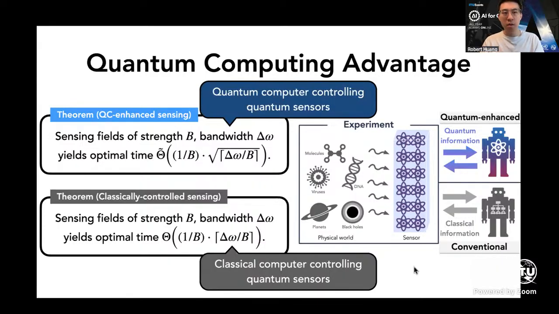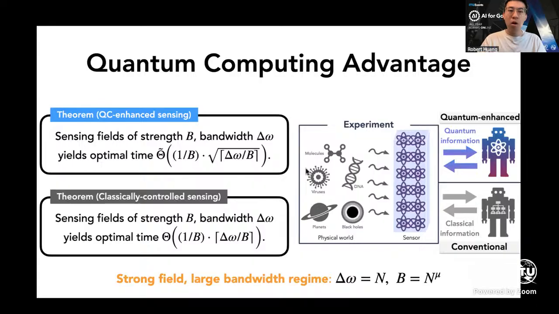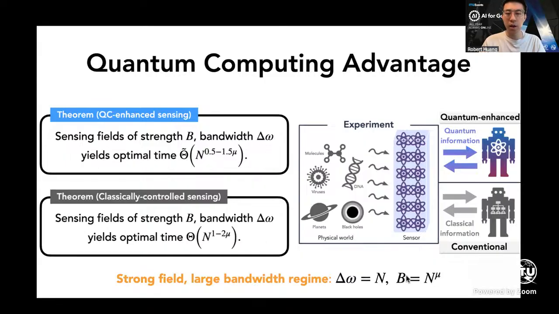So one could ask, how big is this speedup? While it looks like just a quadratic speedup here, there is an interesting regime where the speedup becomes even more dramatic. One can look at this case, which we called the strong field large bandwidth regime. It basically means the bandwidth is very large, so we don't know the frequency, and also the field is very strong. In this case, one can put in the scaling. Capital N is some large number that is exactly equal to the bandwidth, and we also consider the field to be very strong, also some large number scaling as N to the mu.